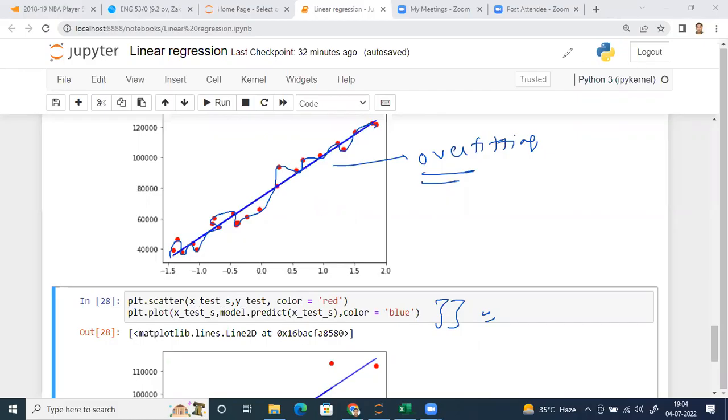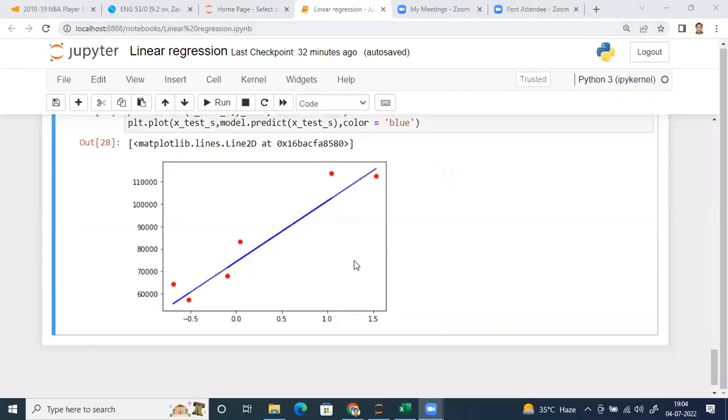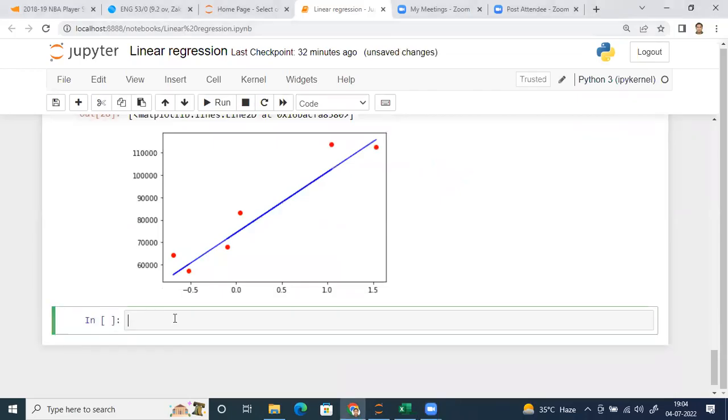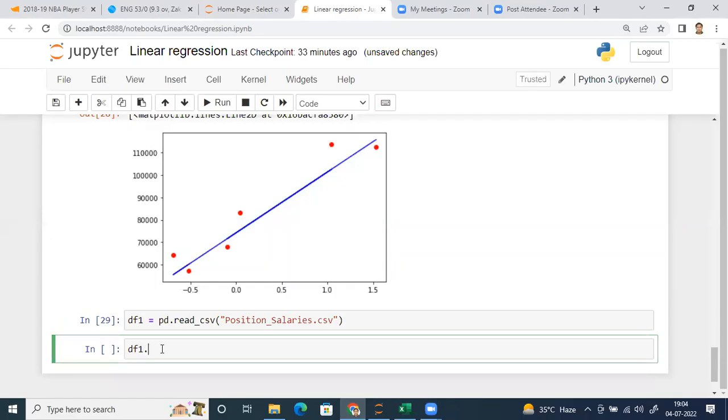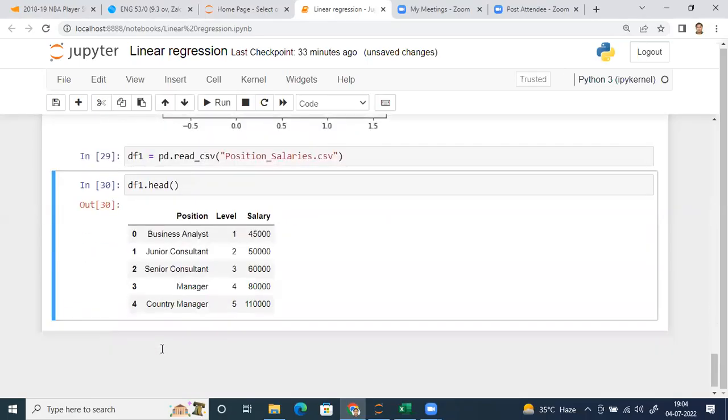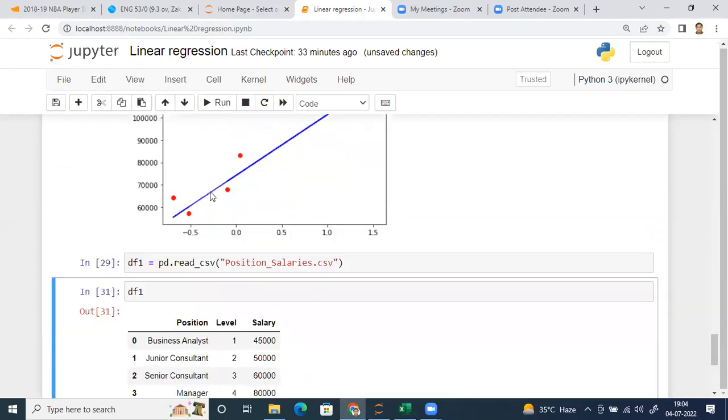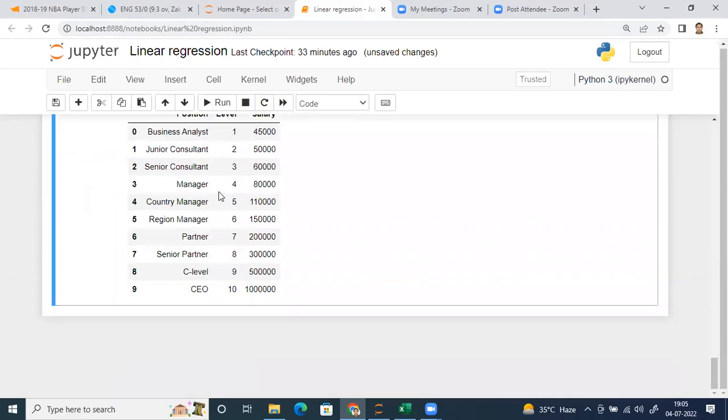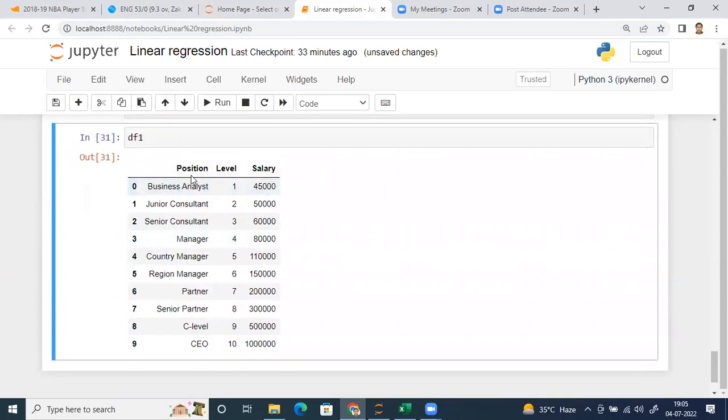Let me move ahead quickly, and let me bring one more data set for you. Suppose this is your df1 equals pd.read_csv, and the file name, if I'm correct, is position. Execute this. It's a very small data set, but for explanation purposes it's very good. This is the data available to you right now. Only 10 rows are there: position, level, and salary.